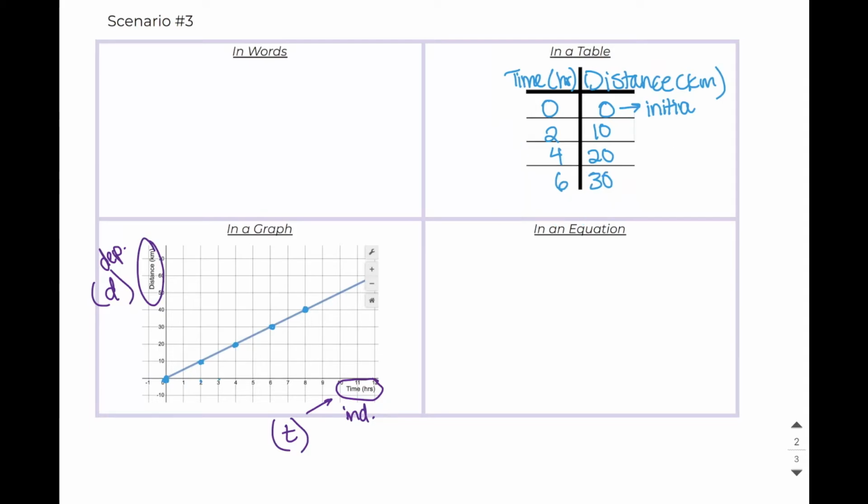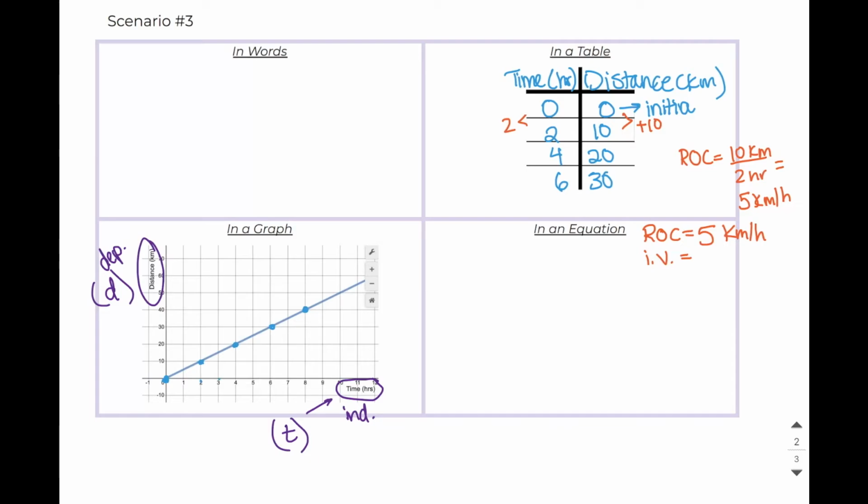Now I want to write my equation, and there are two things that I need when I write my equation. I need the rate of change and I need the initial value. So the rate of change is found several different ways. We can see here that this is going up by 10 kilometers for every 2 hours. So for that rate of change, we could do 10 kilometers in 2 hours. So we can say that this is 5 kilometers per hour. So a rate of change is 5 kilometers per hour right here.